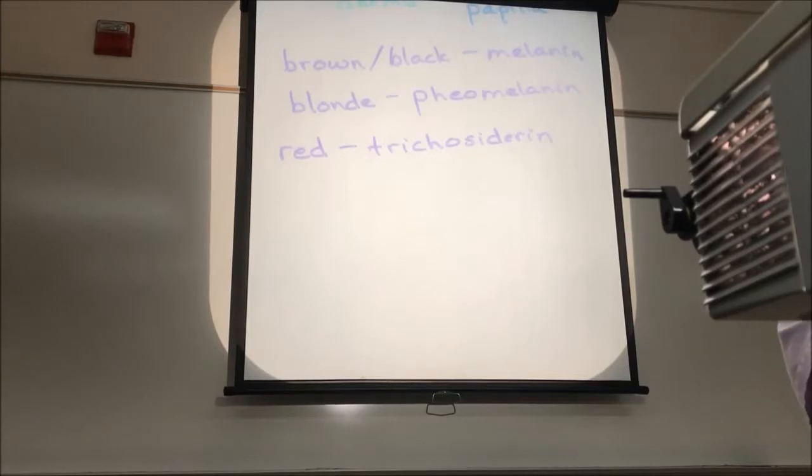Now, these are controlled by different genes. So a person can have the genes for brown, black hair, brunette hair. They can also have the genes for blonde color. If they've got both, the brown color will kind of tend to disguise the blonde, although they might have highlights. And you can also have the gene for red color, and that gives us some of the weird variations.